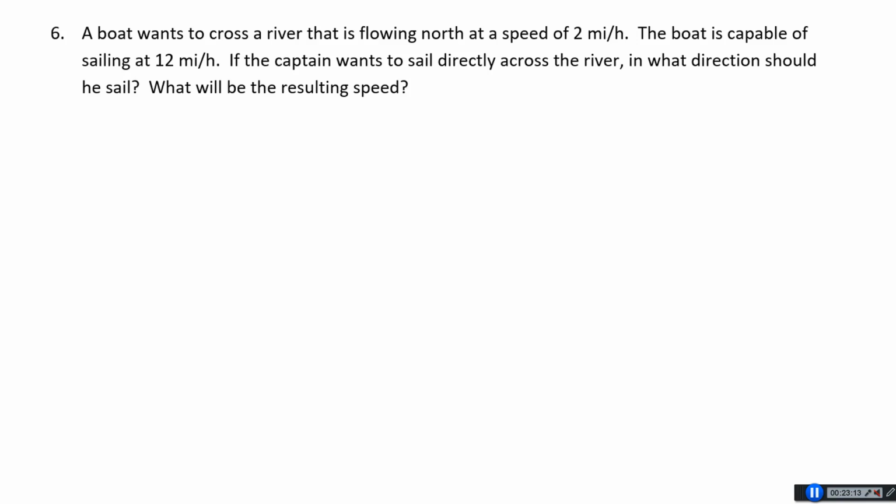So now they tell me a boat wants to cross a river that is flowing north at a speed of 2 miles per hour. So we got this river flowing north, 2 miles per hour. Boat is capable of sailing at 12 miles per hour. If the captain wants to sail directly across the river, what direction should he sail? So he wants the resultant vector to be straight across. And if we have the river flowing north, the captain must finish that triangle, have the same y component that's going to cancel out the y, and the x will have to be such that we end up going straight east. Okay, so north 2, and the boat can go at 12.